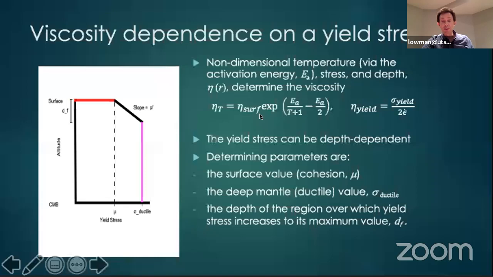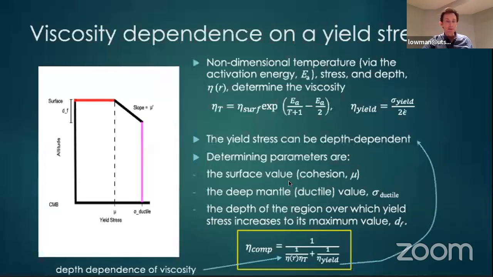A yield stress is specified that results in a yield viscosity determined by the second invariant of the strain rate tensor. The yield stress can be depth dependent, as shown in the figure. The figure on the left actually grossly exaggerates the thickness of our two-layer model. The upper layer is generally about 2.5 to 5% of the thickness of the mantle and corresponds to the model lithosphere, where the yield stress can be specified to differ from the deep mantle.